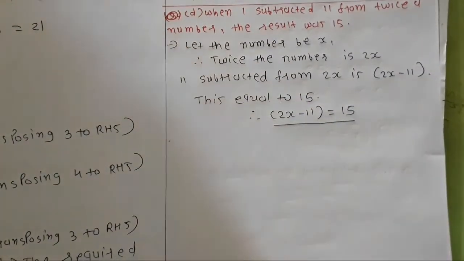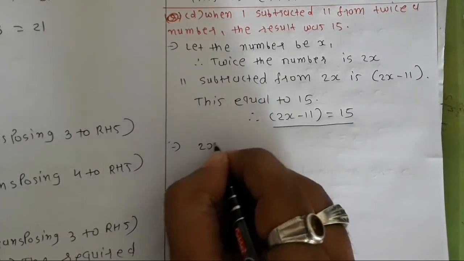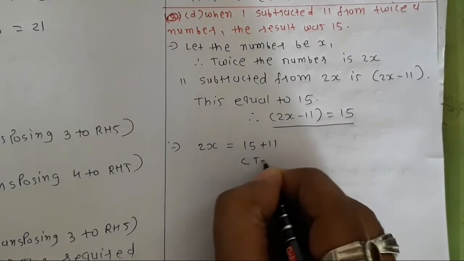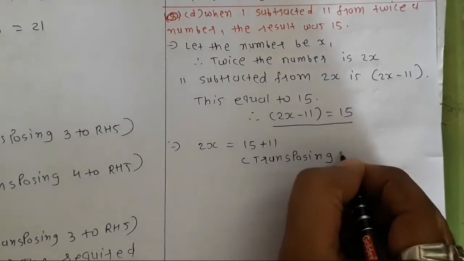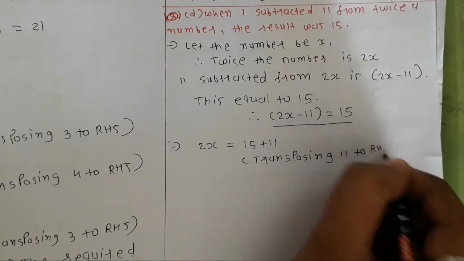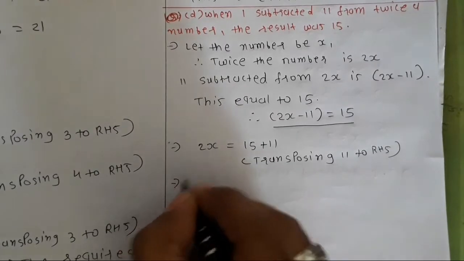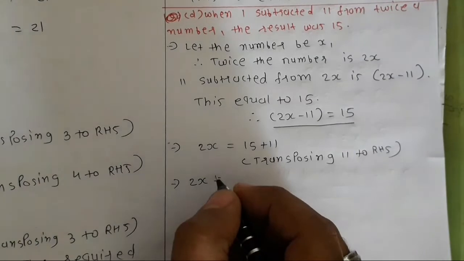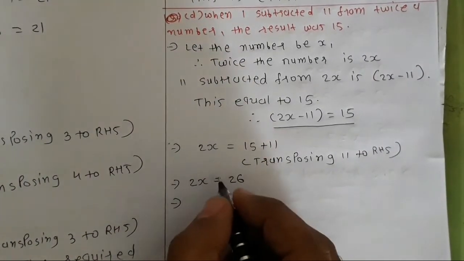Now to solve this, we have 2x minus 11 is equal to 15. Now I have to find the value of x. For that, first of all, 2x is equal to 15 plus 11. Here I may write transposing 11 to RHS. When I change the side, the sign will be changed. This one is my LHS and this one is my RHS. So 2x is equal to 15 plus 11, which becomes 26. This is the result of 2x.